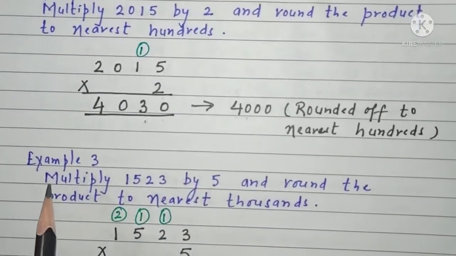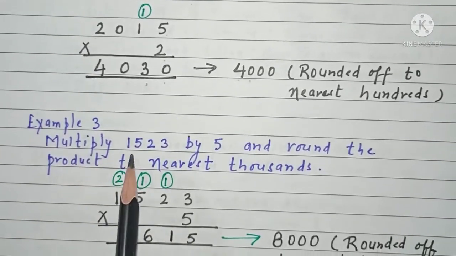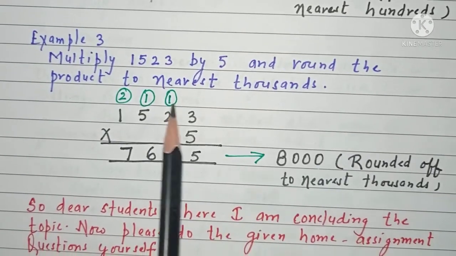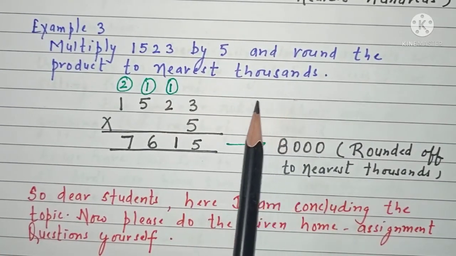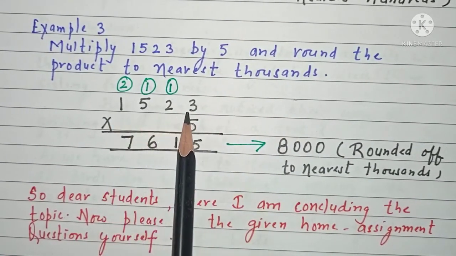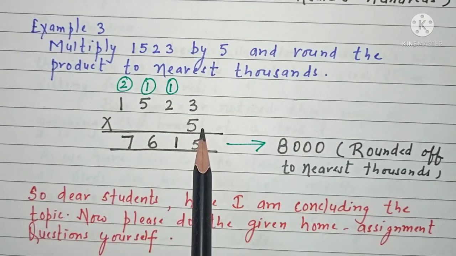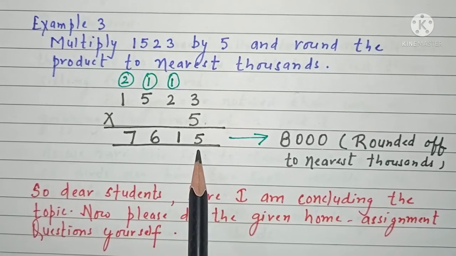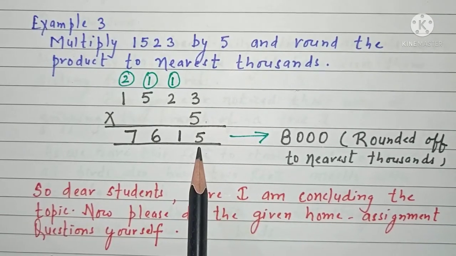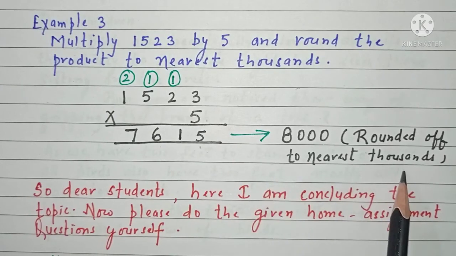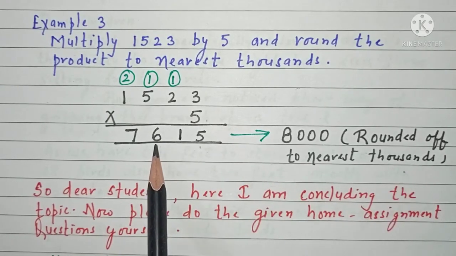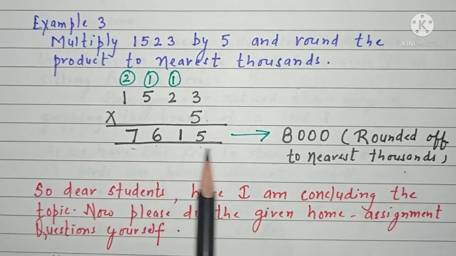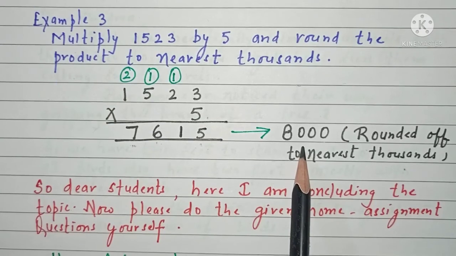Fine. Moving on to example 3 now. Multiply 1523 by 5 and then round the product to the nearest thousands. So, 1523 is to be multiplied by 5 and the product we get is 7615. And when this product is to be rounded off to the nearest thousands, as you can see, there is 6 at the hundreds place. So we need to change it to the nearest thousands and the estimated answer is 8,000.